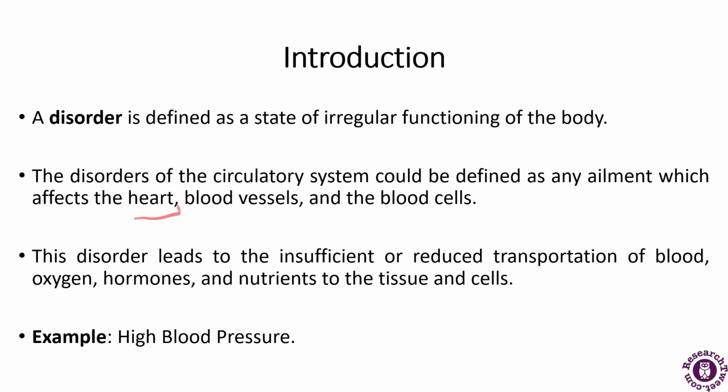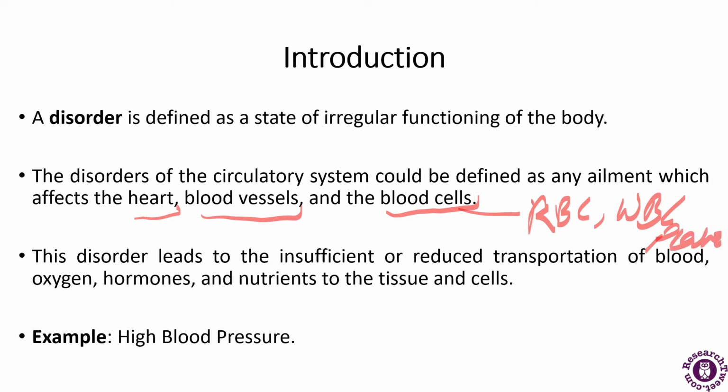It will include the heart, the blood vessels, and the blood cells. There are three types of blood cells, that is RBCs, WBCs, and platelets. And blood vessels, which can be arteries, veins, and capillaries. So these are the blood vessels. Any disorder or ailment which affects these organs of the circulatory system will lead to a disorder.